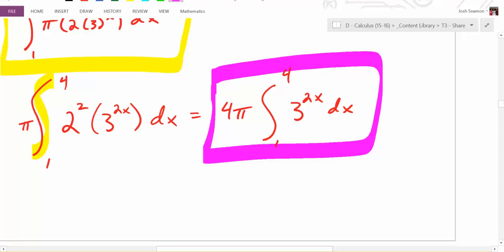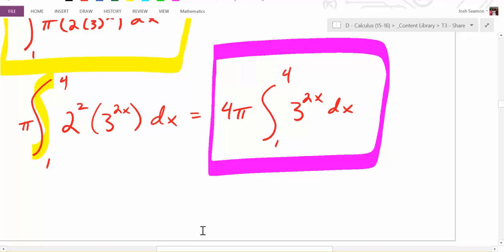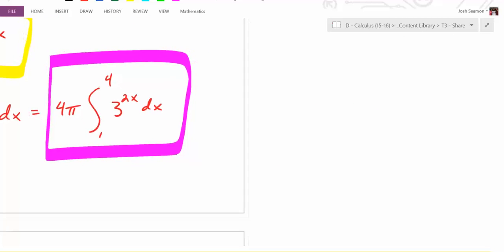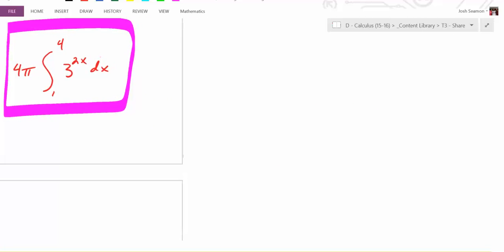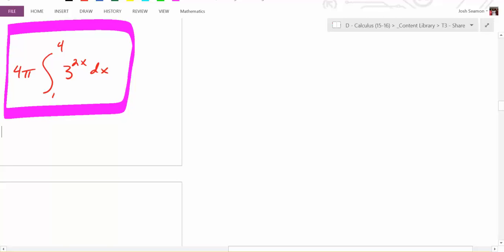Go up to the board, everybody. So walk me through this. When you do this, you have to remember the chain rule is in effect here. So you could use u substitution. If you wanted to, you let u equal 2x. I don't think you need it. I think you can integrate this without u substitution. That's my opinion anyway. So you'd end up with 4 pi times 3 to the 2x over 2 ln 3 from 1 to 4. And then it's just a matter of simplifying it properly.